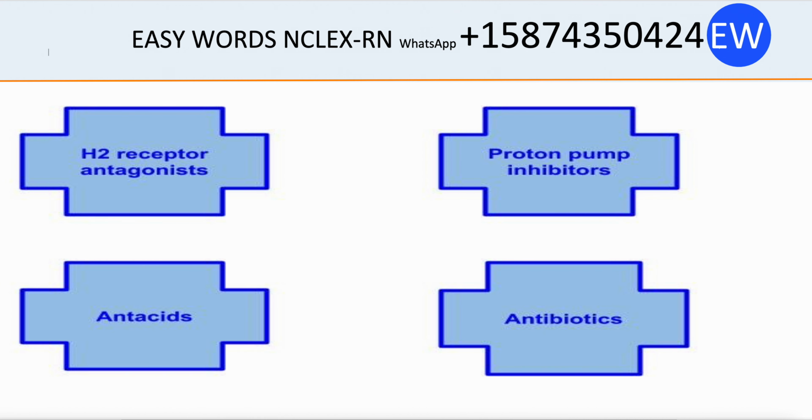The most commonly used drugs for the treatment of peptic ulcer disease are H2 receptor antagonists, proton pump inhibitors, antacids, and antibiotics.